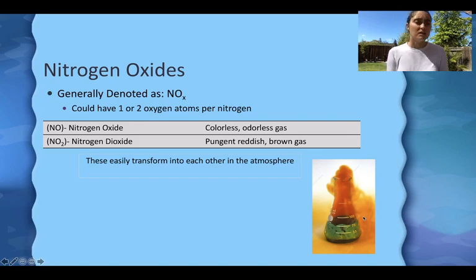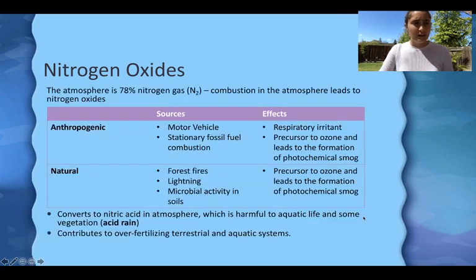So nitrogen oxide, or just NO, has just the one oxygen atom. This is a colorless, odorless gas, whereas nitrogen dioxide, NO2, with two oxygen atoms, is a very pungent red-brown gas, very clear, very distinct looking. And each of these will easily transform in the atmosphere into something else, and we'll get to that.